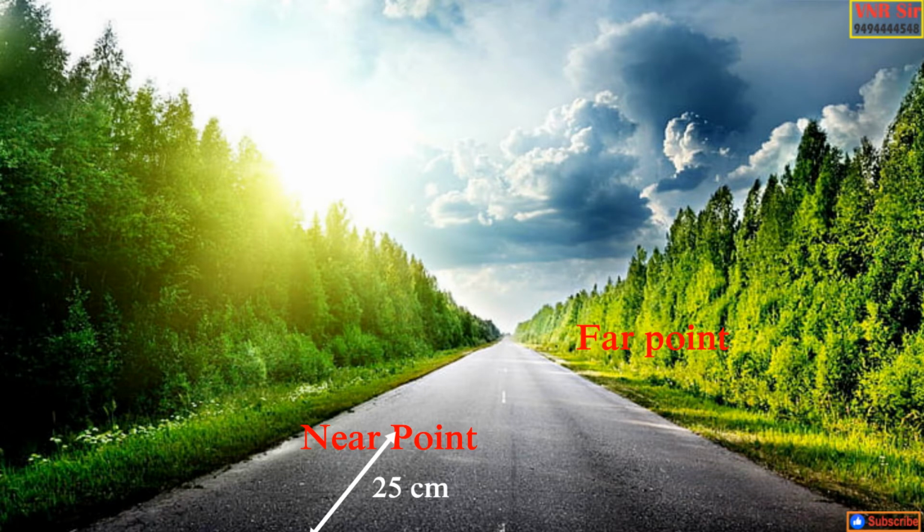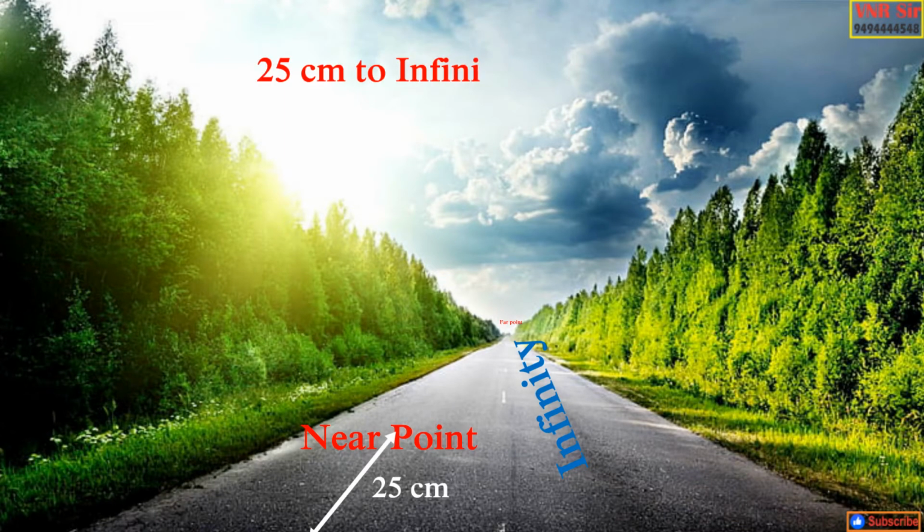Coming to the far point, it is the far distance up to which our eye can see objects clearly. For a healthy person, it is infinite distance. So we can see objects from 25 centimeters to infinite distance. That is the range of the objects we can see.